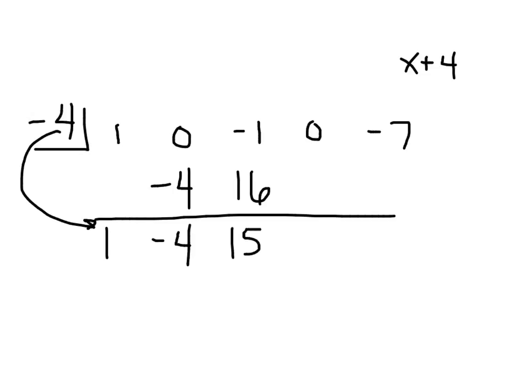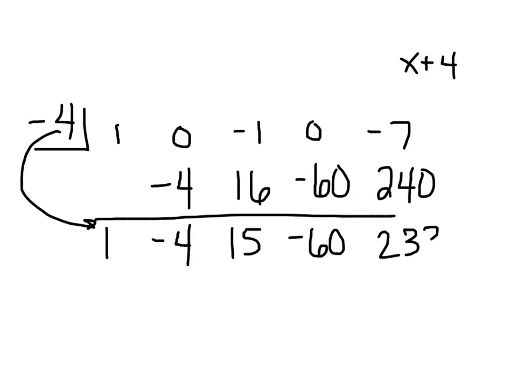Then 15 times negative 4. Negative 60 plus 0. Negative 60 times negative 4. 240 minus 7. 233. It started with x to the 4th.